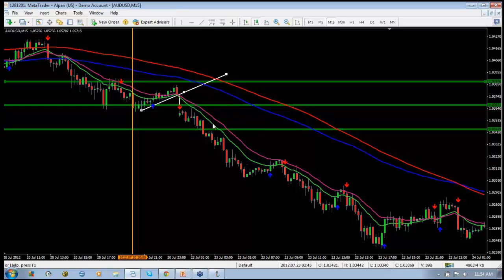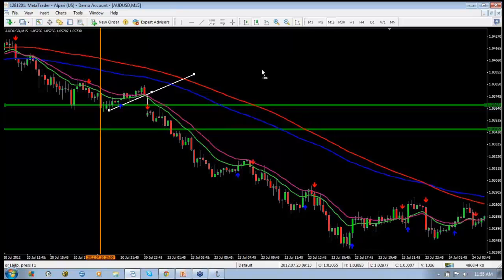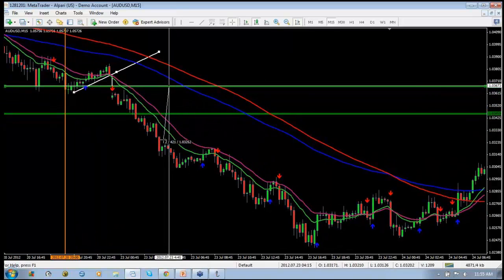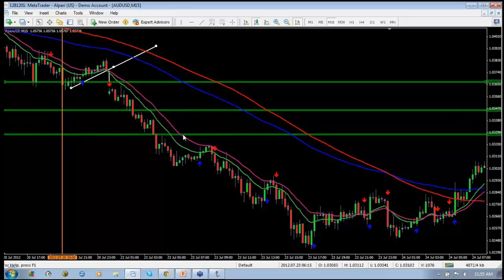So right here we've got a nice pullback. I can draw a trend line, guys. I can draw a trend line right like that, right off of these lows. I can wait for a break. Get the break right there. Bam, we are in. Stop loss goes up here. It looks like about a 20 pip stop. So we're going to target 40 pips. Bam, right there, 2 to 1, guys.